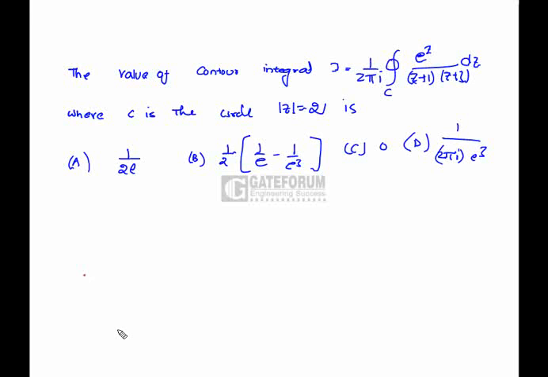We need to find out the value of I. Here, we have to integrate over the contour given by mod z equals 2. Within this contour, there is only one pole, that is z plus 1. This means we need to calculate the residue at that point.